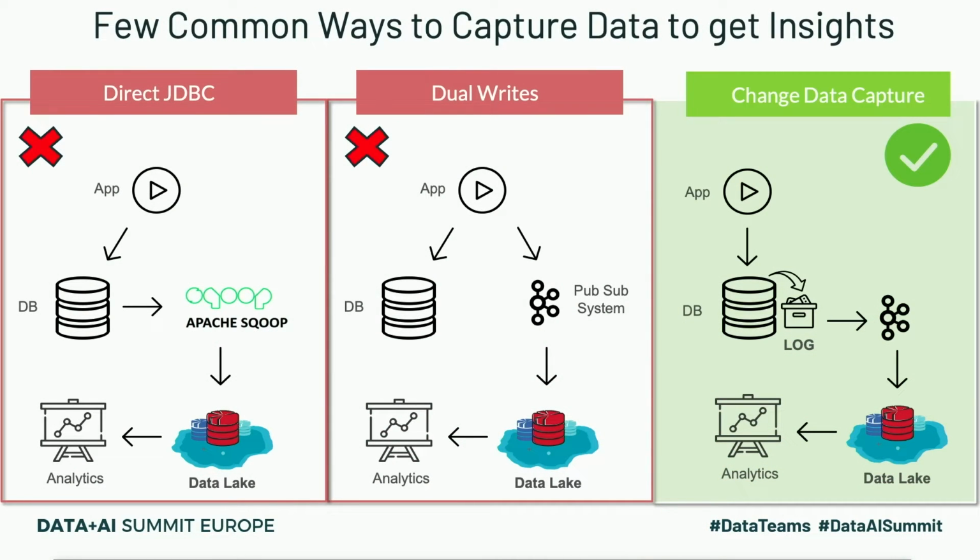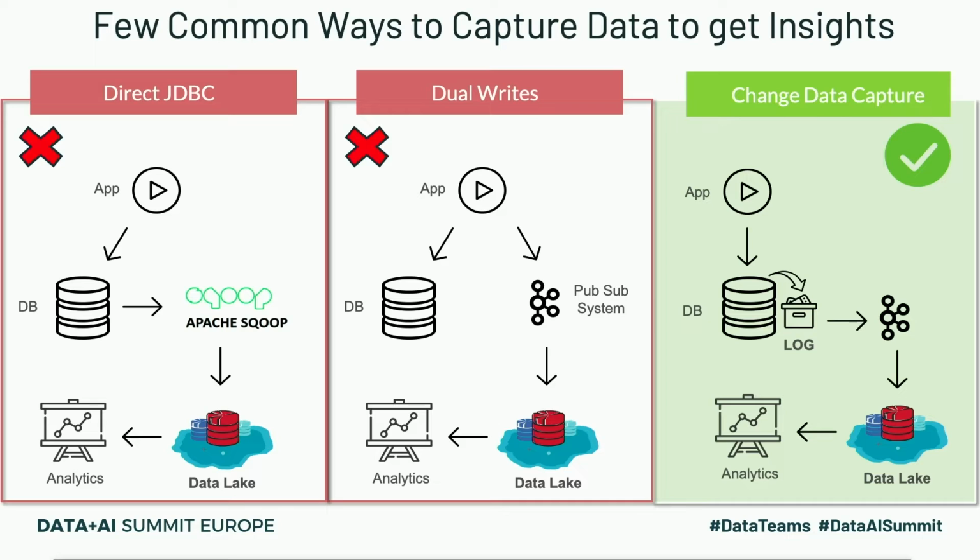So these are some of the common ways to capture the data from business. Direct JDBC. In this method, we are directly connecting to the production database via Sqoop or any other JDBC utility. This leads to increased load pressure on the source database, which will impact our production application. Also in this method, we cannot capture some of the DML operations like deletes and schema changes, as we only get the snapshot data.